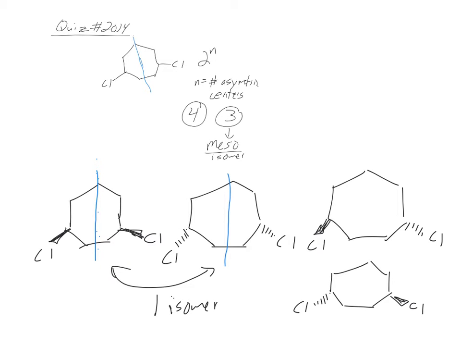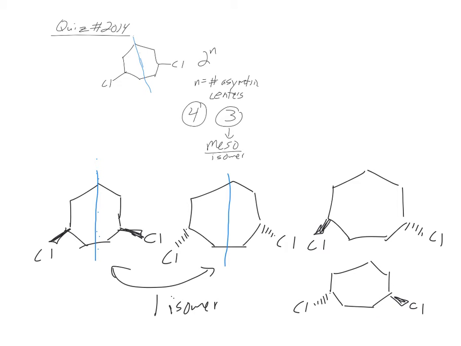So this compound's meso and this compound's meso. Well, these are the same thing. So that only counts as one isomer. Now these 2, I can't flip this one and get this one. These 2 are actually different, right? These 2 are actually different. These 2 are enantiomers to each other.